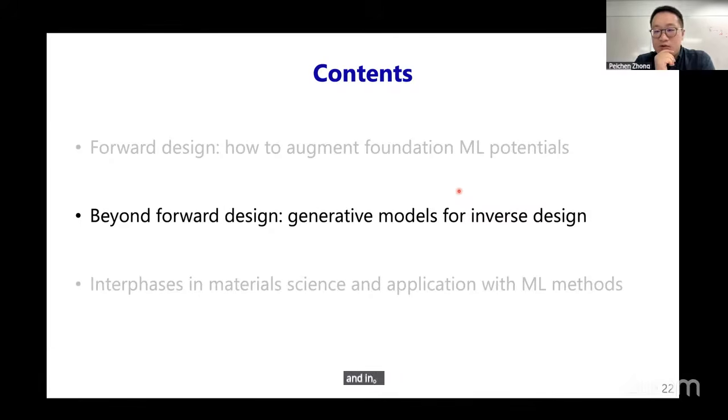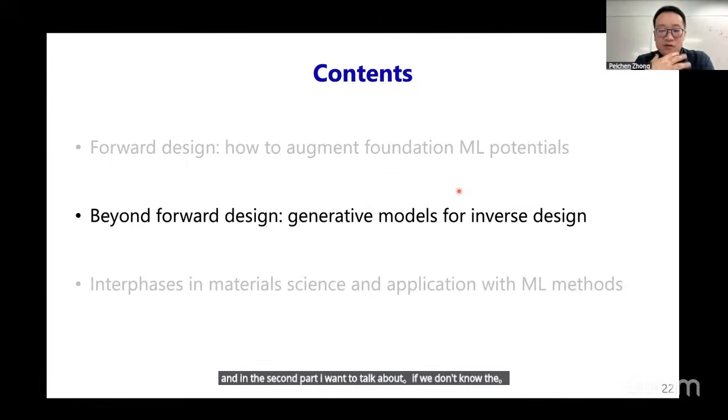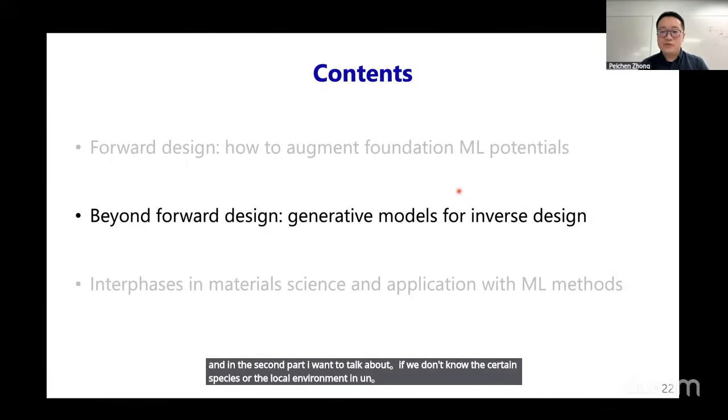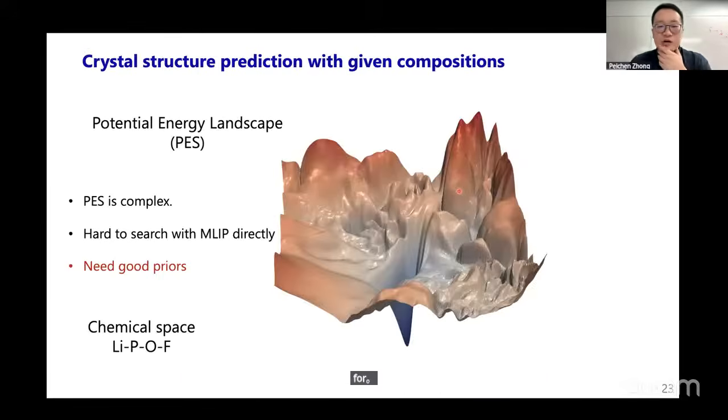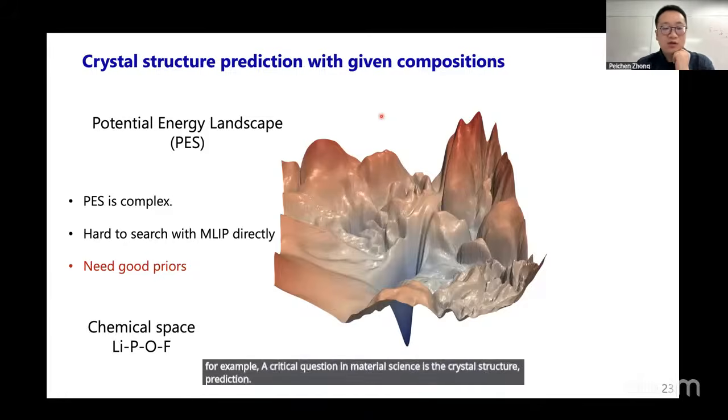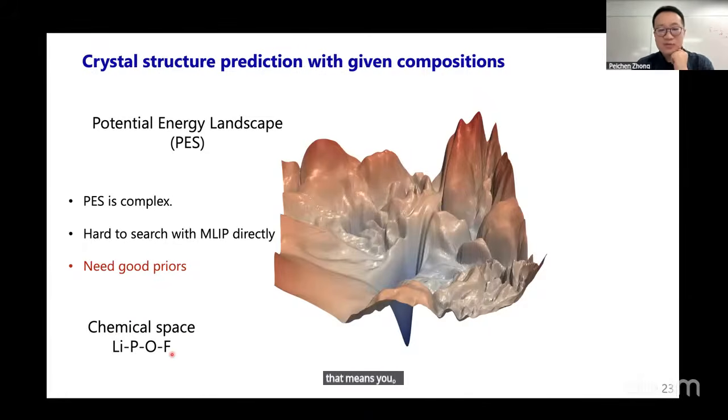And in the second part, I want to talk about if we don't know a certain species or the local environment in an unknown chemical space, how can we use generative models for inverse design? For example, a critical question in materials science is crystal structure prediction. That means you give a chemical space and a composition, and how can you predict the stable or low energy structures? This is like a potential energy landscape.